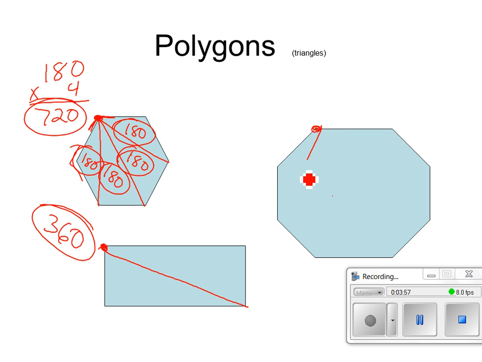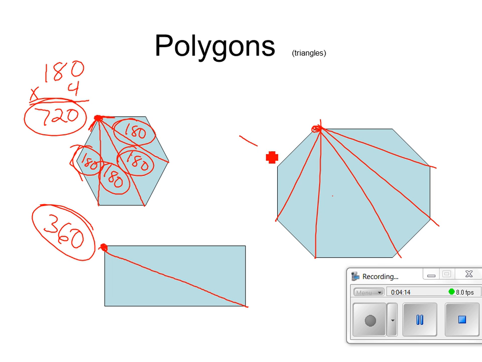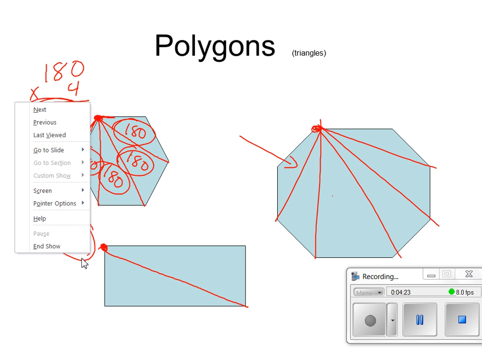We could do the same thing over here. If I pick this vertex, connect it there, there, there, there, and there: 1, 2, 3, 4, 5, 6 triangles, 6 times 180. That would tell you what the interior angles of an octagon always have to add up to. We're not going to have to do all that. Remember, these are called diagonals too. Each one of those is a diagonal. We're not going to do all that because they're going to give us the formula, and we're just going to use the formula to find each answer.